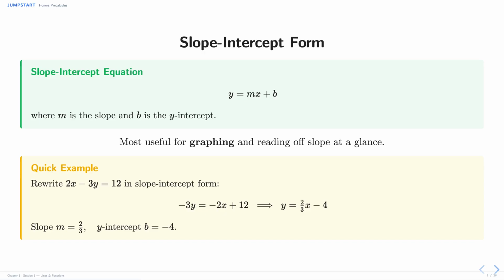Now let's move to the slope-intercept form of a line. This is expressed as y equals mx plus b, where m is the slope and b is the y-intercept. This form is particularly useful for graphing because you can easily see the slope and where the line crosses the y-axis. For instance, if we rewrite the equation 2x minus 3y equals 12 in slope-intercept form, we find that the slope is 2/3 and the y-intercept is -4.